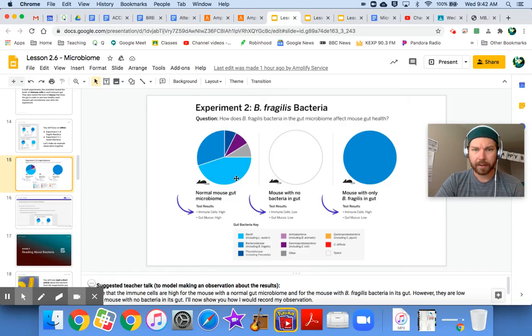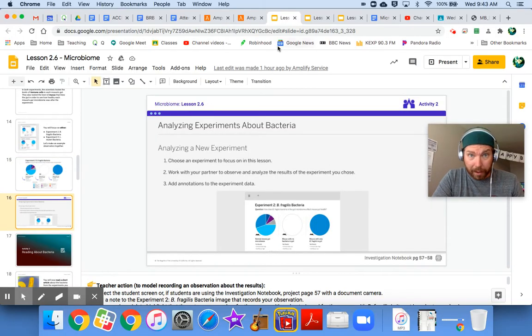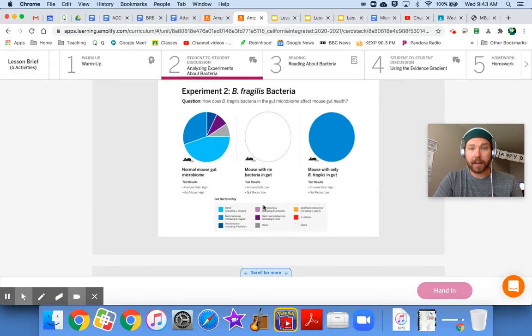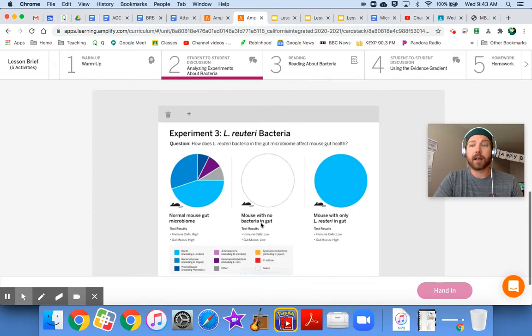And here is the results of the B. fragilis bacteria experiment. How does B. fragilis bacteria in the gut microbiome affect mouse gut health? So in Amplify, you have both of these experiments that you can look at, and you can look at the results of each one, see what is going on.